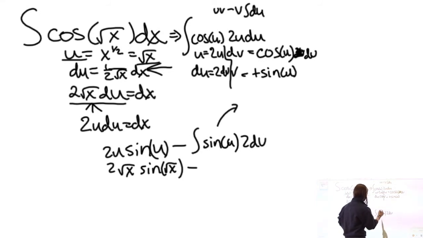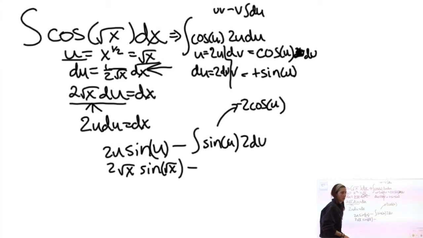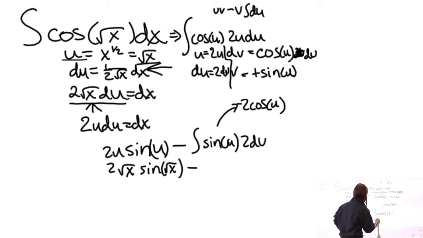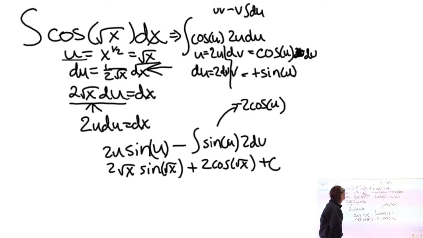Now for this one, the integral is going to be 2 cosine negative, right? Okay, so then we're going to have plus here, because negative, negative. 2 cosine u, but it's going to be square root of x. And then don't forget your plus c. Then you got your answer.